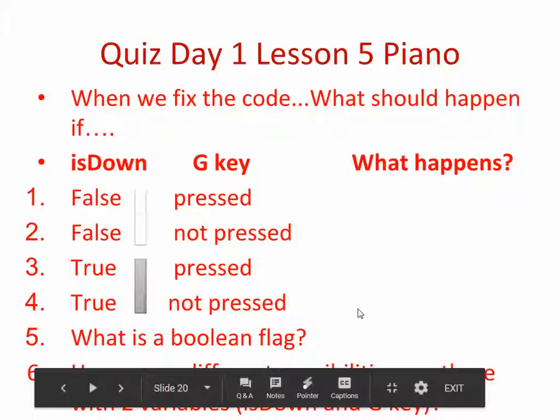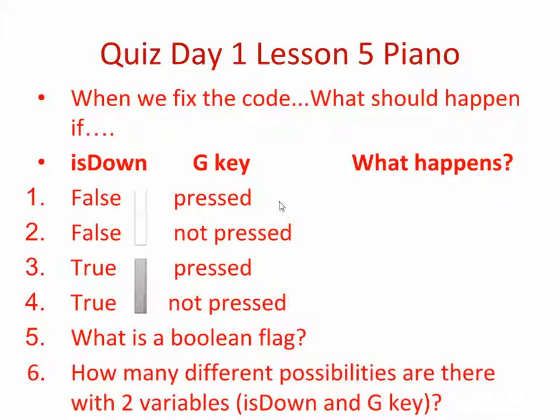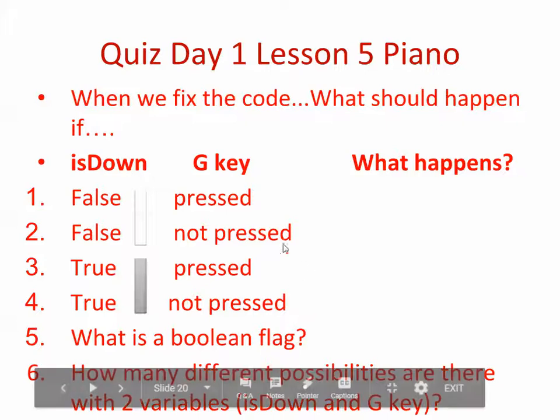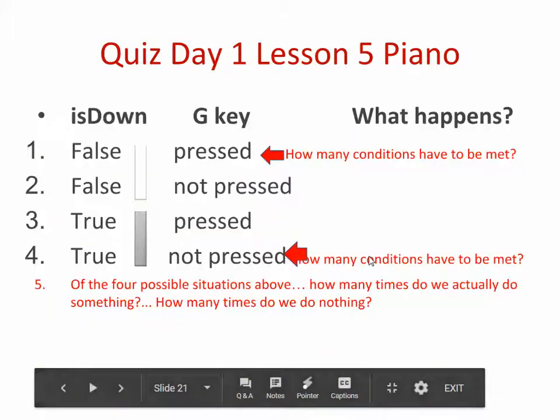And if isDown is true, the image is darkened, and the G key is not being pressed, what would happen? Okay, the next quiz question is, what is a Boolean flag? And how many different possibilities are there with these two variables? We have isDown and the G key being pressed or not. How many variables are there? Well, that's 1, 2, 3, 4 options. That's for me. I just answered it for you.